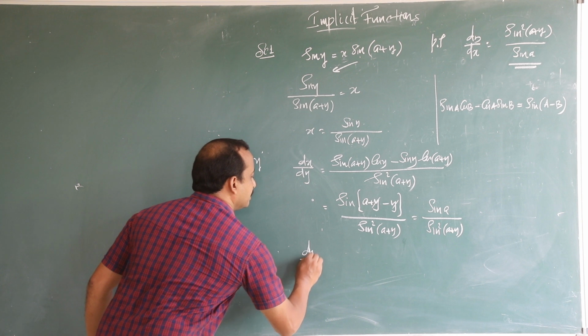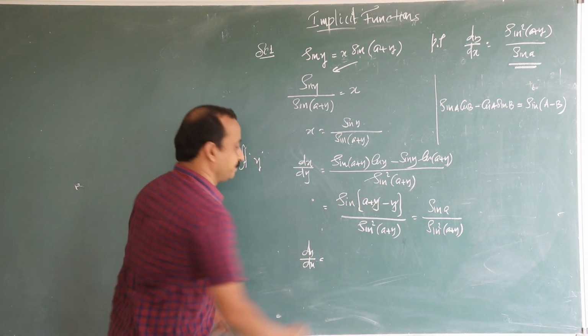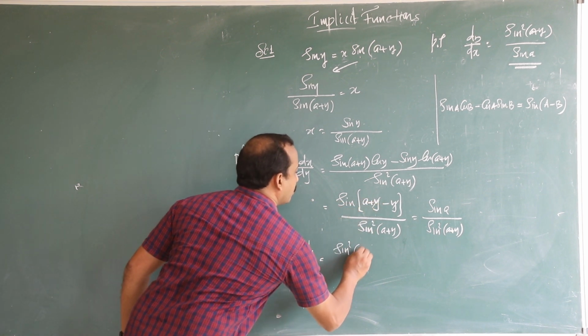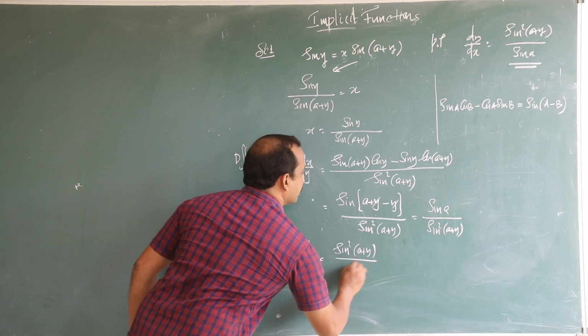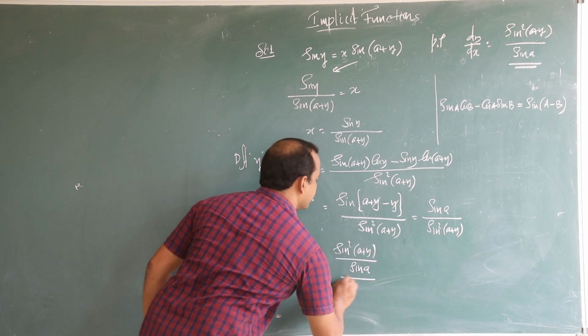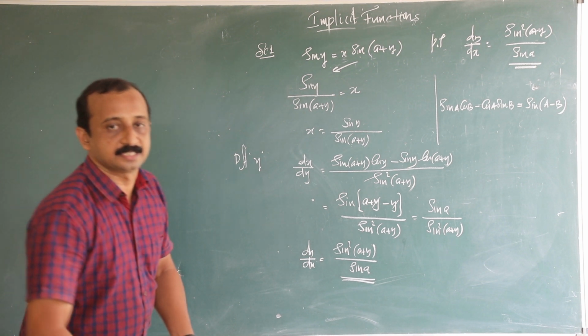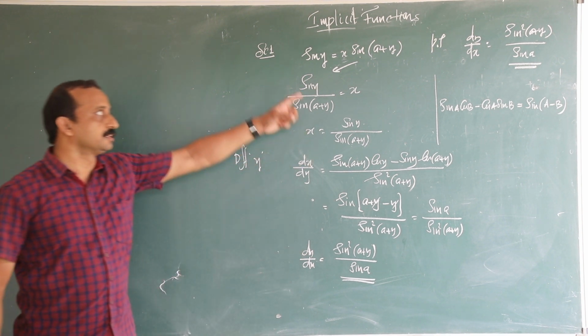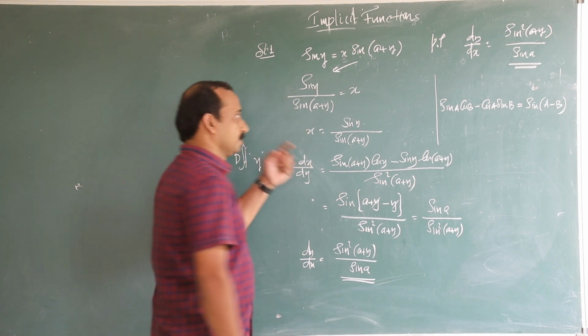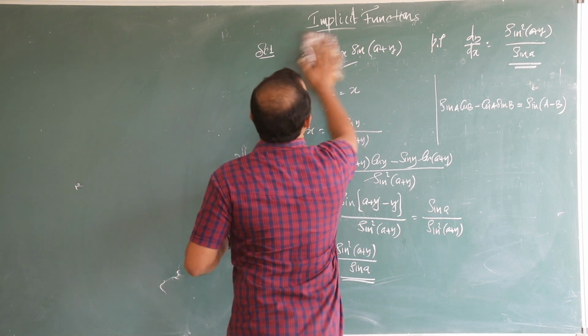For finding dy by dx, we take the reciprocal of this term, that is we get the answer sin square of a plus y divided by sin a. That's all. Now write one more question based on this type. Special case.